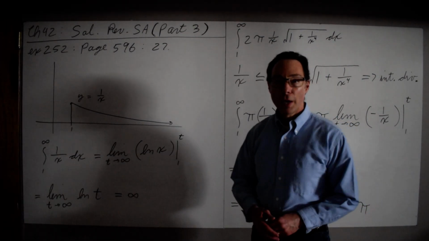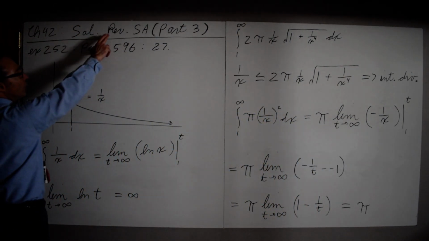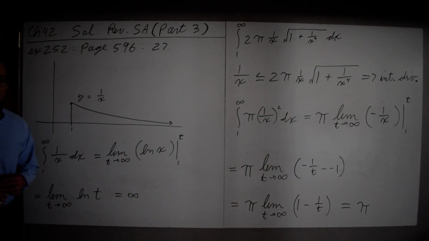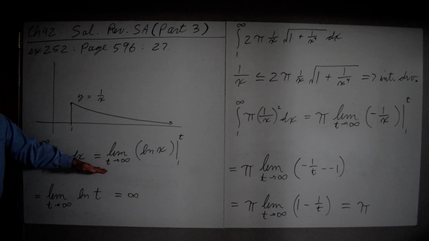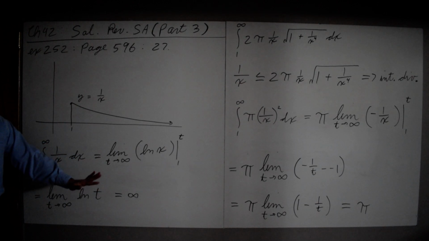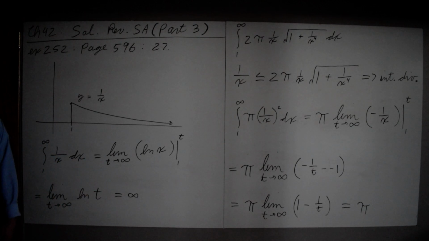This is the third video on Chapter 42, Solids of Revolution and Surface Area. And this is the last example that I'm going to do from this chapter. This example was one of the favorite examples that we looked at when I was a freshman in calculus class. And all these years later, now that I'm a math professor, it's still one of my favorite examples to teach.